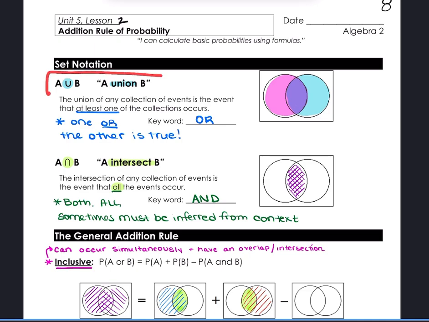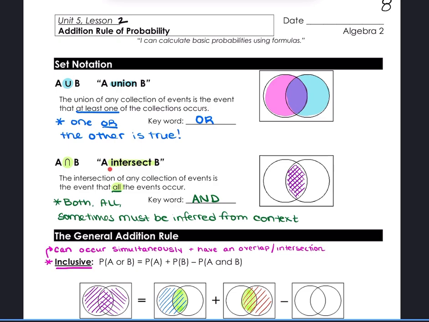So first we had unions, and we said that a union was the collection of any events where at least one of the collections occur. So this keyword is "or." We need something from either this collection or this collection to occur. It doesn't matter where in the Venn diagram it belongs, just that something from one or the other is occurring. One or the other must be true for whatever it is that we choose. The keyword for a union is "or," and the symbol is that U.